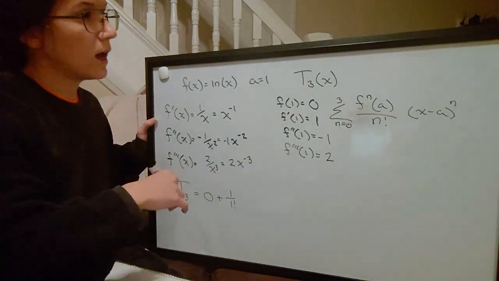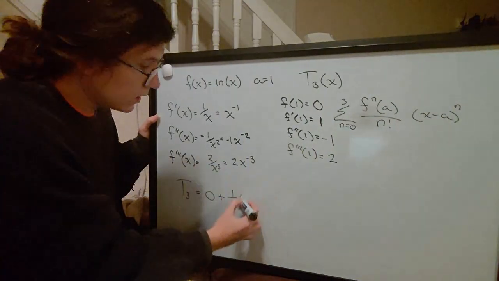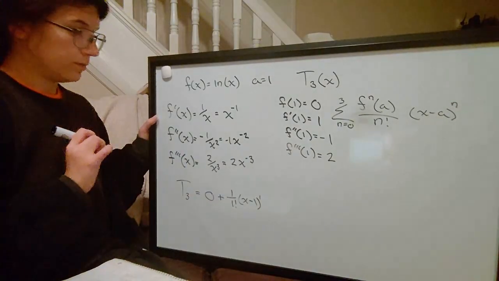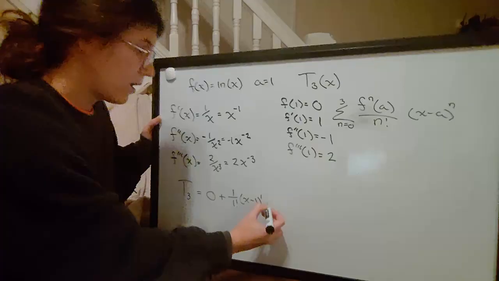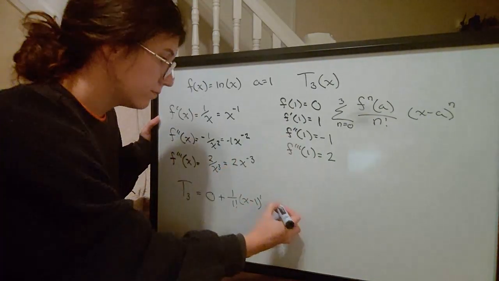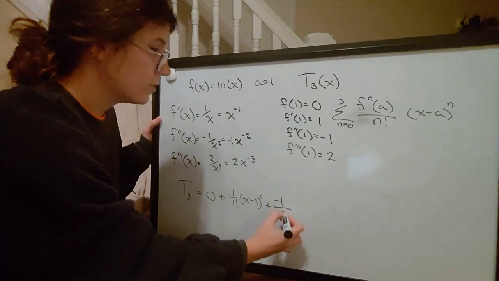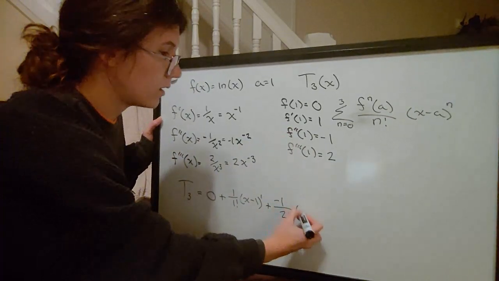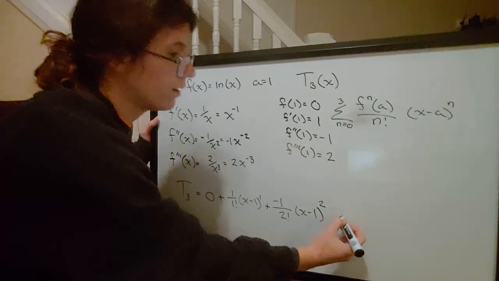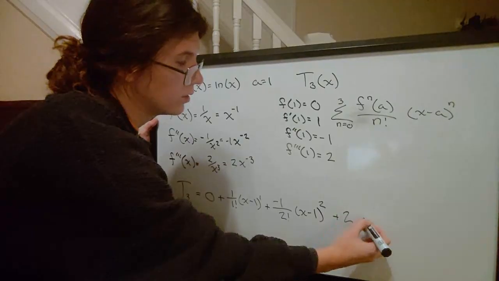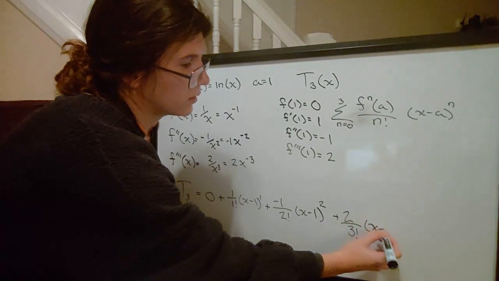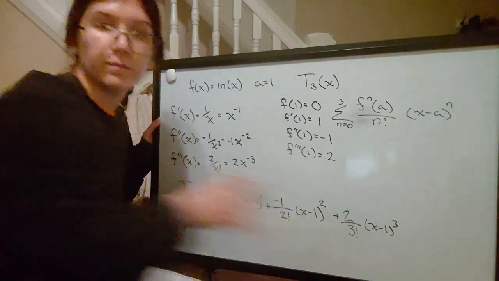X minus a, so that's going to be x minus 1 to the 1. All right, and then we have negative 1 over 2 factorial, x minus 1 to the 2. And then we have 2 over 3 factorial, x minus 1 to the 3.